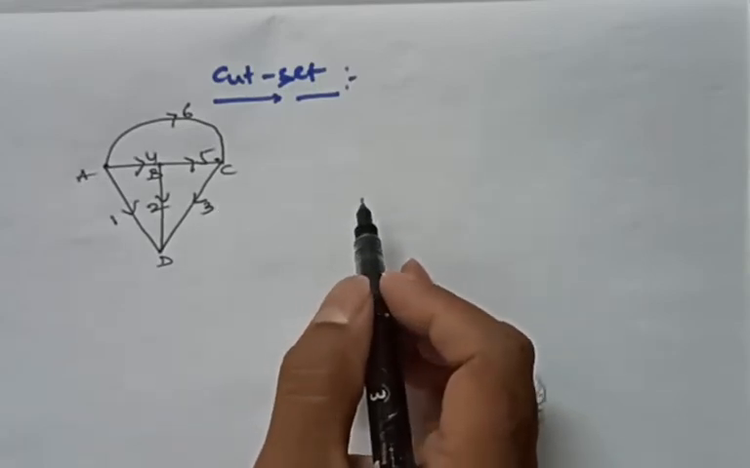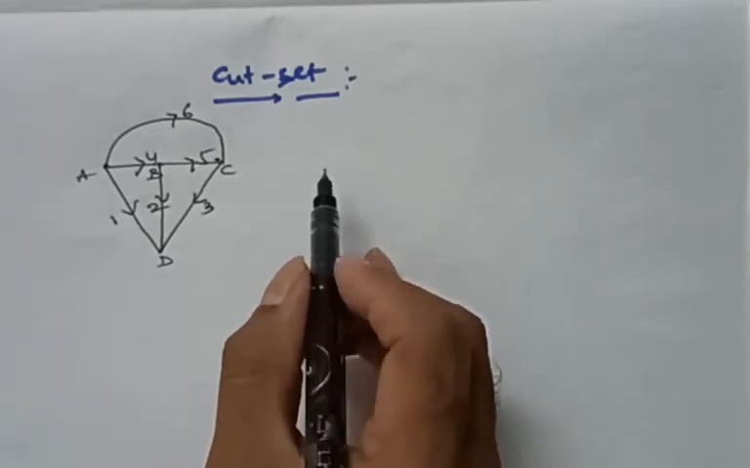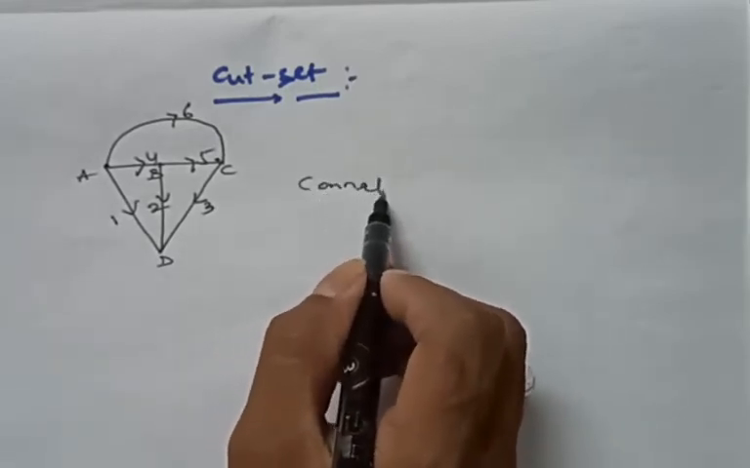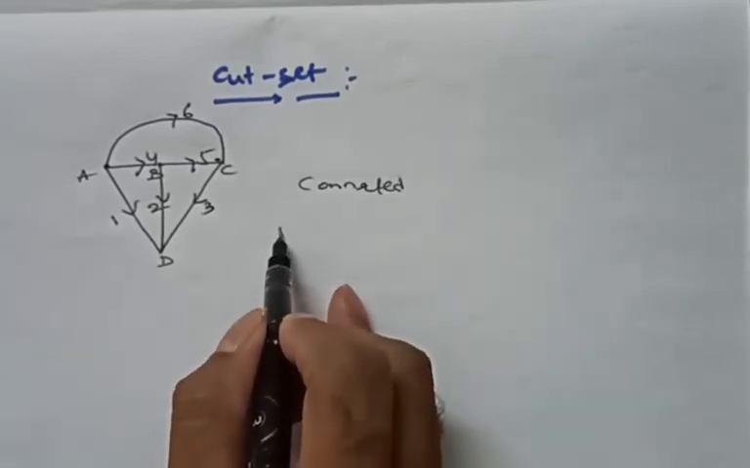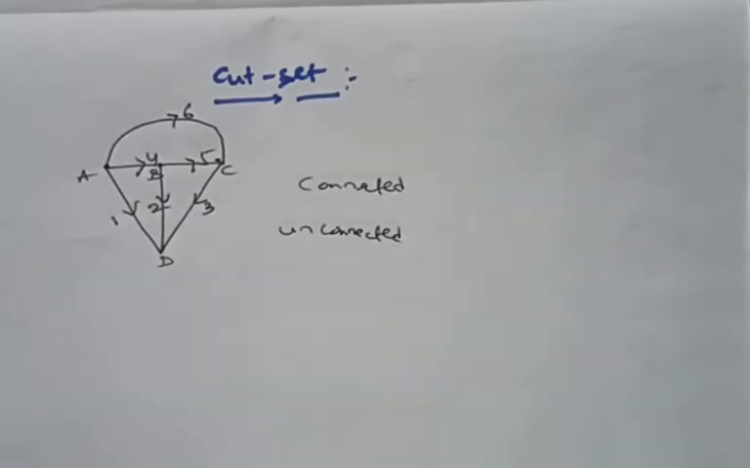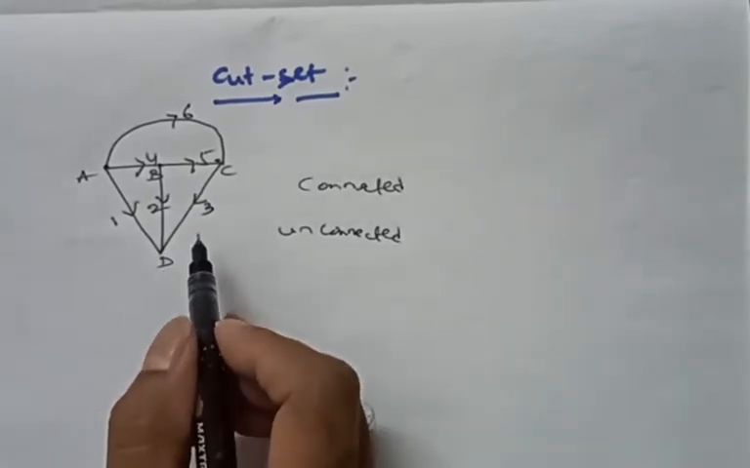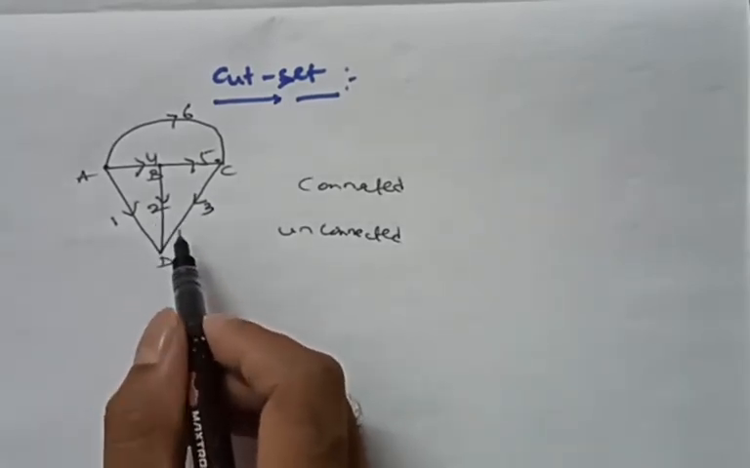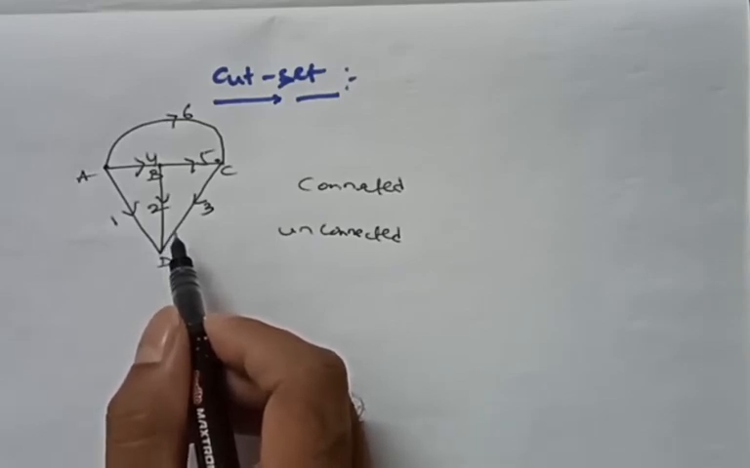In a tie set also we are removing some branches, but there the condition is that the graph should remain connected. But here the graph should become an unconnected graph, meaning the graph should be divided into 2 parts. Now let's see the different types of cut sets we can take for this given graph.